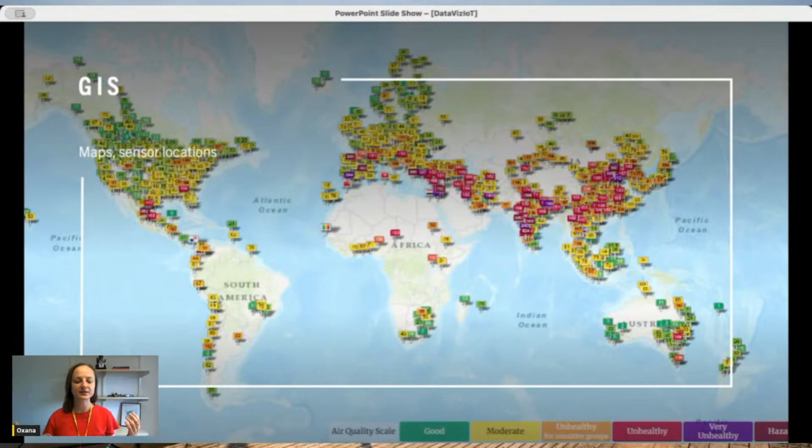If you do have many sensors, where are they located? And that can be as simple as an image and as advanced as full integration with Google Maps with the geographical location of your sensors.